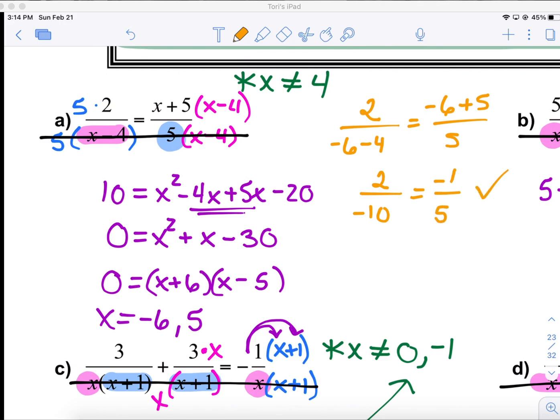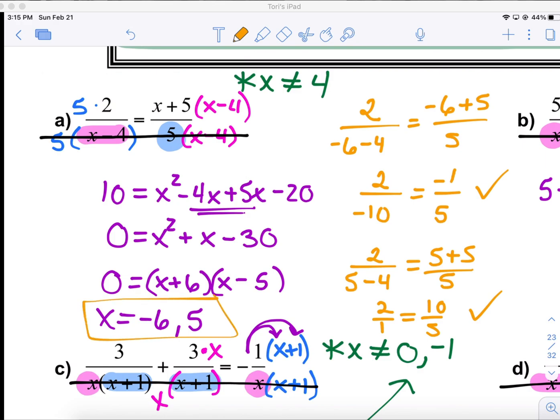Let's do the same thing again, checking my 5. So I've got 2 over 5 minus 4 equals 5 plus 5 over 5. So 2 over 1 is the same as 10 over 5. I agree those are both equal, sorry. So both of my answers work.